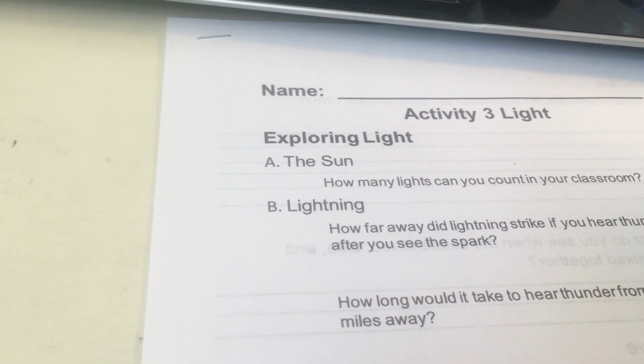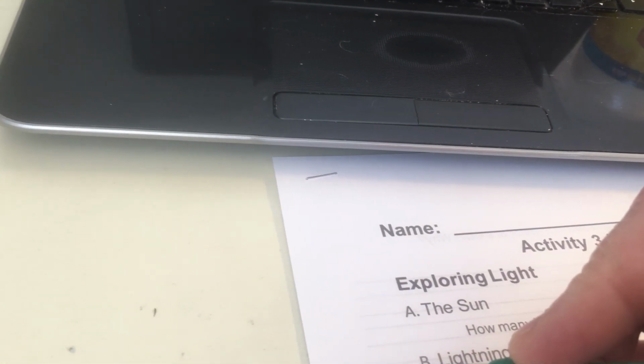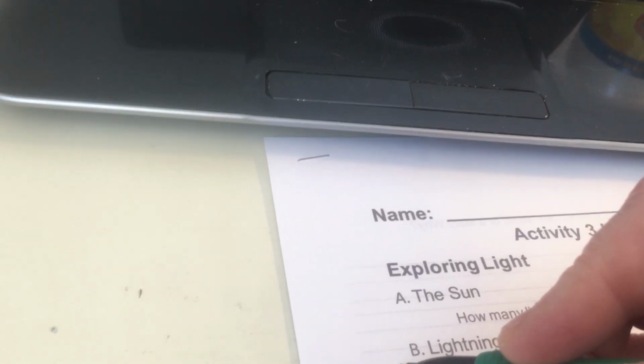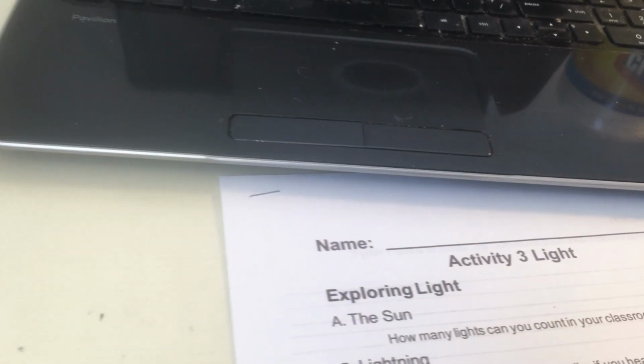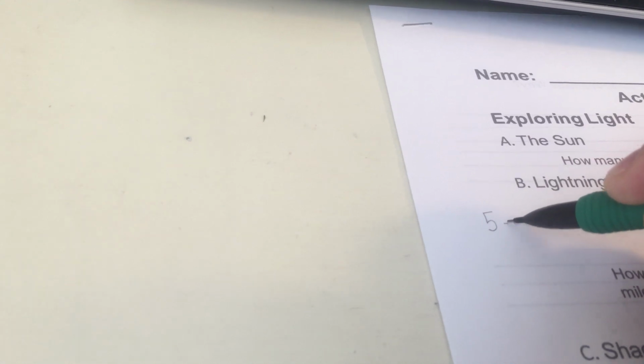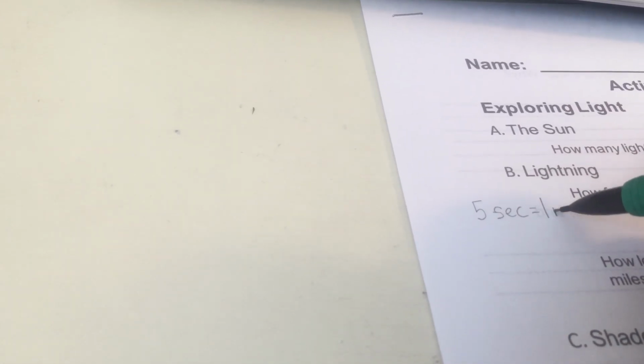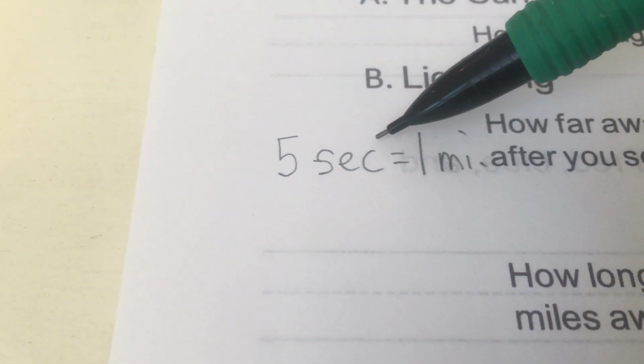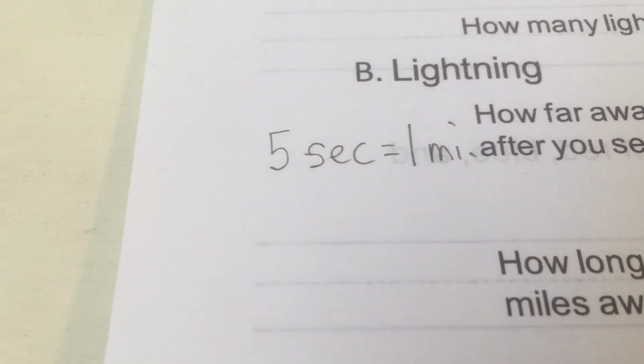Sound is the second fastest, but light is much faster. So what they say is you'll see the lightning strike, and then you want to count how many seconds till you hear the thunder. And it takes 5 seconds for sound to travel 1 mile. So that's why I wrote here 5 SEC for seconds equals 1 mile.